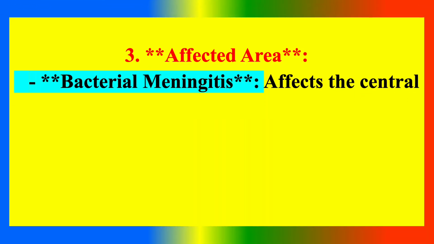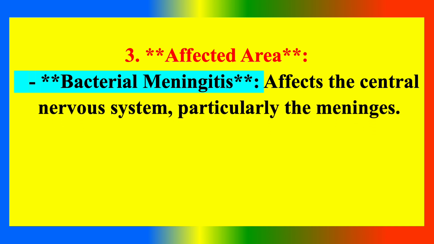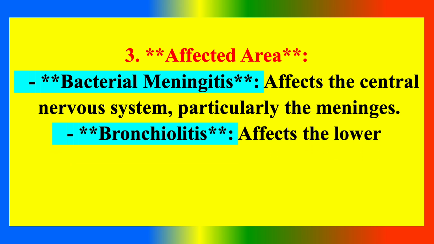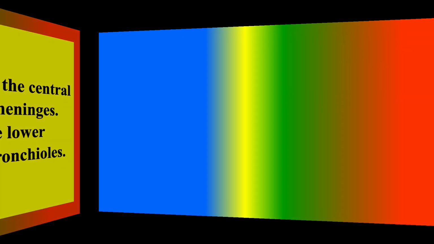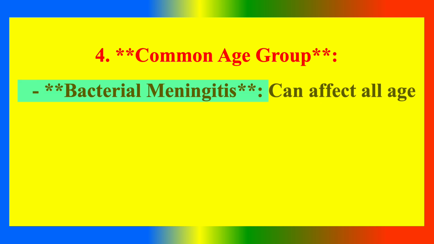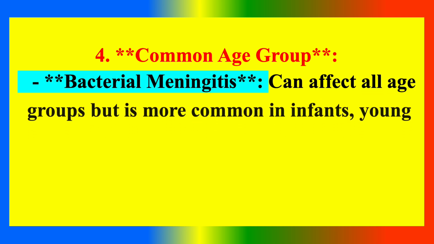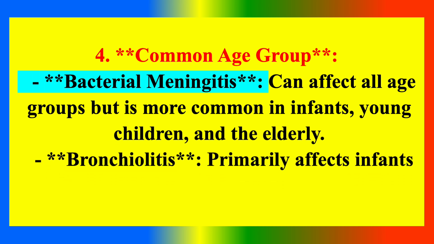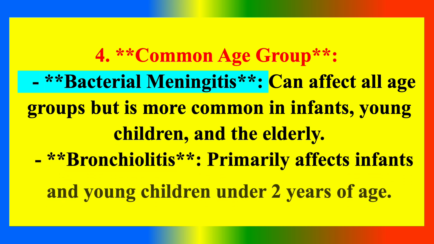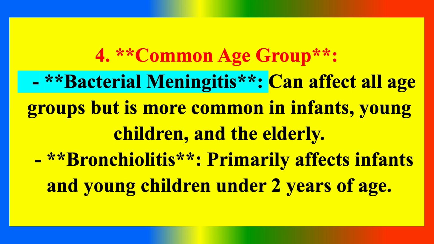Three, affected areas. Bacterial meningitis affects the central nervous system, particularly the meninges. Bronchiolitis affects the lower respiratory tract, specifically the bronchioles. Four, common age group. Bacterial meningitis can affect all age groups, but is more common in infants, young children and the elderly. Bronchiolitis primarily affects infants and young children under 2 years of age.